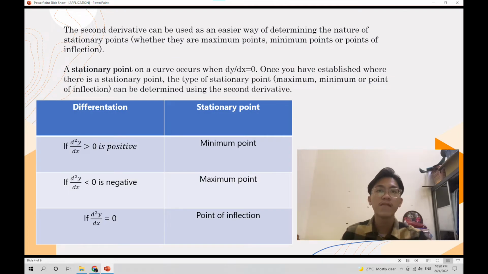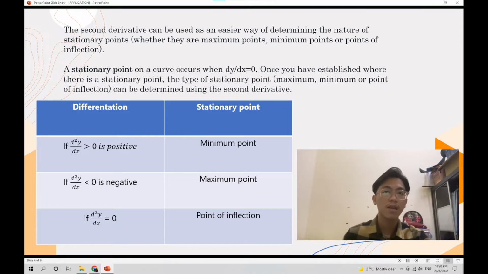The second derivative can be used as an easier way to determine the nature of a stationary point, whether it is a maximum point, minimum point, or point of inflection. A stationary point on a curve occurs when dy over dx equals 0. Once you have established where there is a stationary point, the type of stationary point, maximum, minimum, or point of inflection, can be determined using the second derivative.